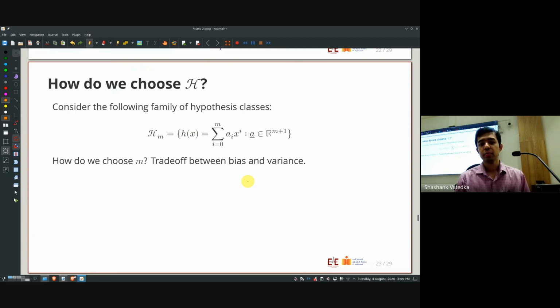All right. But then it also leads to more complicated problems. For example, let's take the set of polynomial classifiers, the indicator of the summation of a_i x^i greater than or equal to 0. All right, let's look at the class of polynomial classifiers of degree at most m. Right. Now, how do you choose m?